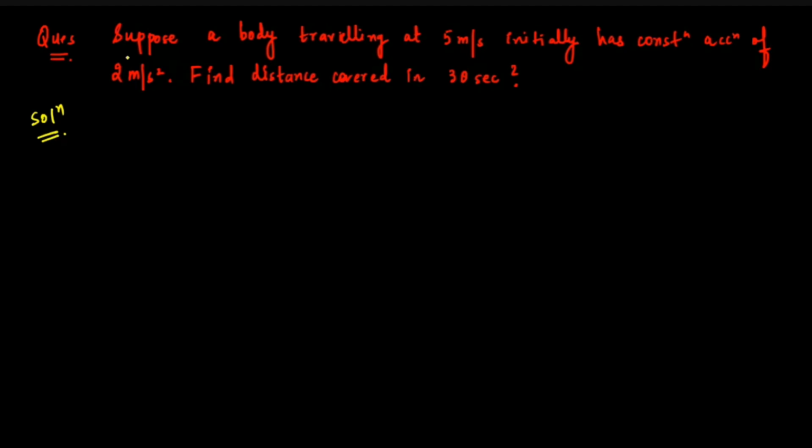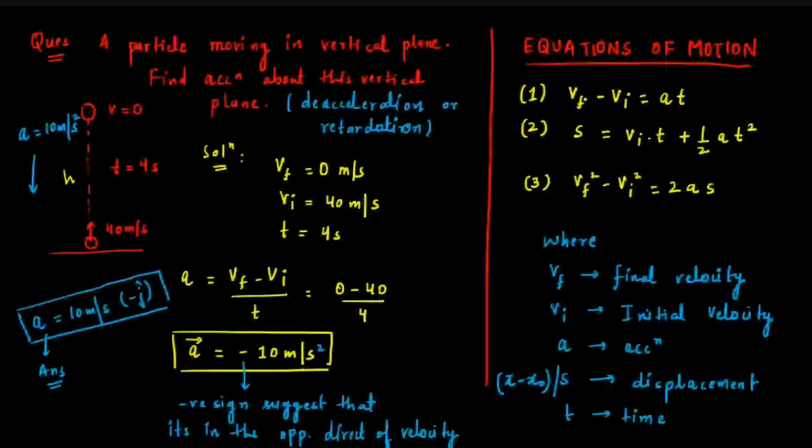But before that, always make sure that you write what is given in the question. So it was initially traveling at 5 meters per second, so initial velocity is 5 meters per second. Acceleration is 2 meters per second square. And also we have time, which is 30 seconds. We have to find how much displacement there is in 30 seconds. So this is what is given in the question. Now you have to figure out, of these three equations, which equation I can use to find the distance.